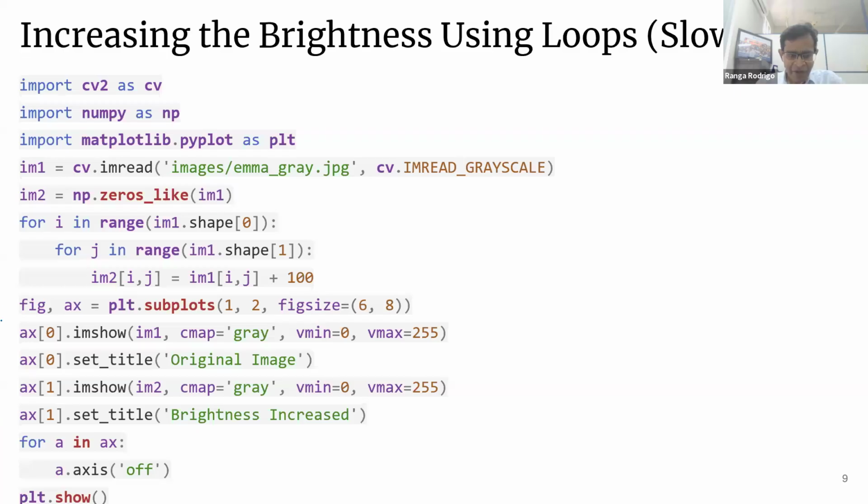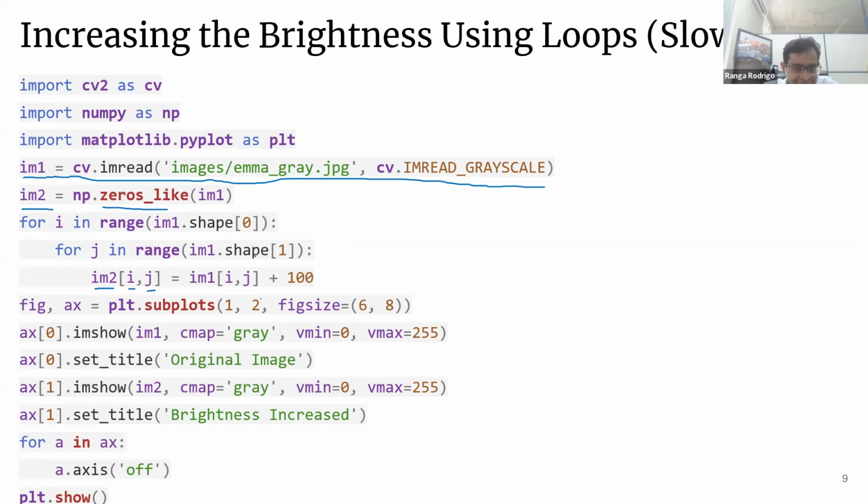I think this is where I stopped. So we can increase this brightness using loops, and I want to show that also. Now image one we have opened as before, and then I created an image two like image one, so it will have the exact shape and all these things as image one. Now I want to put values to different locations ij in image two. So how do I do that?